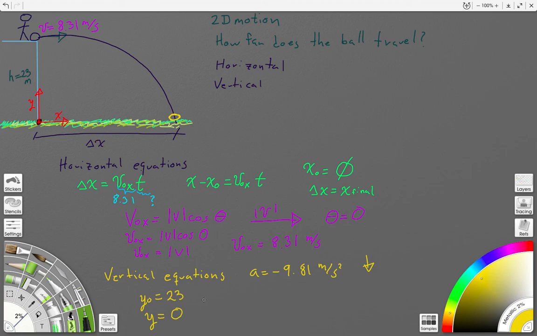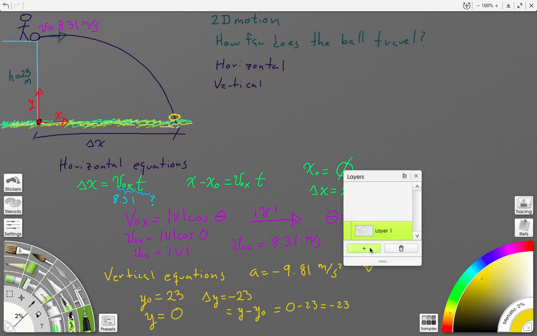So we know that delta y is negative 23. Why? Because this is final y minus initial y, and this is equal to 0 minus 23. It's equal to minus 23. Okay, let me do a new layer.